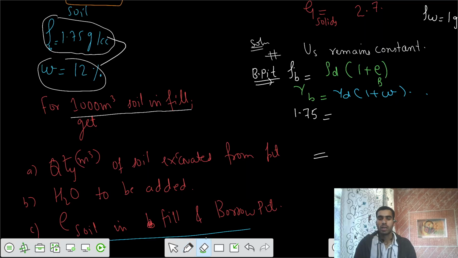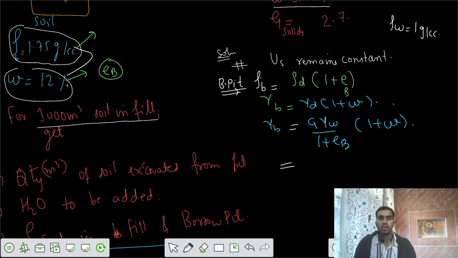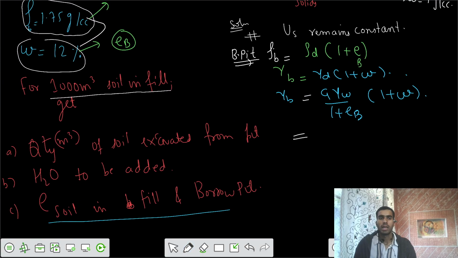Let's say we have the equation that gamma bulk is gamma dry, and gamma dry is G gamma W over 1 plus E, and we can write it here as E borrow pit, into 1 plus W. And I know the data. Which of the data do I know? Can you tell me? So I know the G value, I know rho bulk, and I know the water content. So I can get the value of E bulk, and I can get the value of E borrow pit. So let's substitute those values.